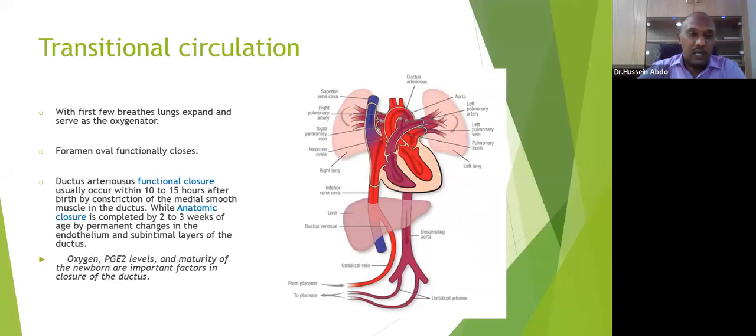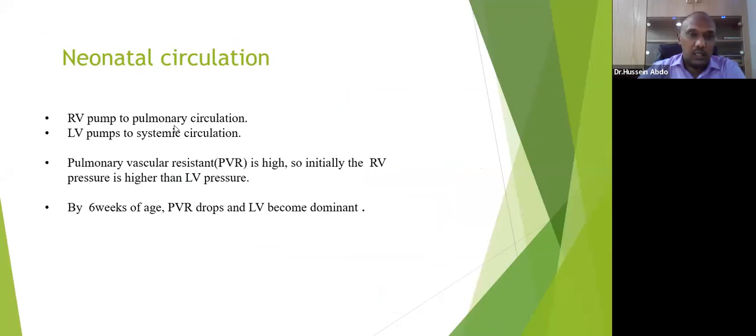After the fetal circulation comes the transitional circulation, when, with the first few breaths, the lungs are expanded and the lung now serves as the oxygenator instead of the placenta. Then the foramen ovale functionally closes when the left atrial pressure increases, followed by the closure of the PDA, which occurs in the first hours of life. And sometimes the PDA will persist, as mentioned by Dr. Bashir, and sometimes it is necessary for life in critical congenital heart disease.